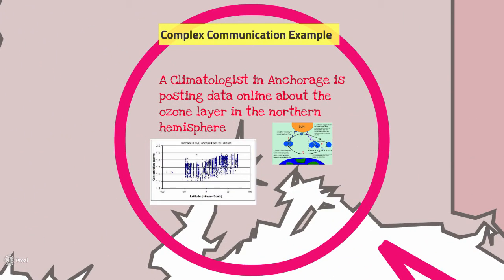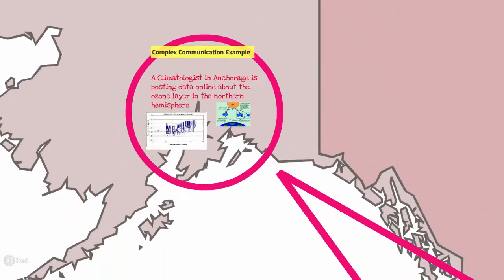When thinking about complex communication, I wanted to start off with an example of what's going on out there right now in the world, so we can see how all this ties together. So let's start with this. Suppose a climatologist in Anchorage is studying ozone data, maybe for the National Weather Service, and posting it in real time up on the web there. And that's part of his job.